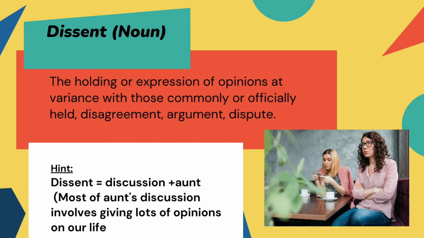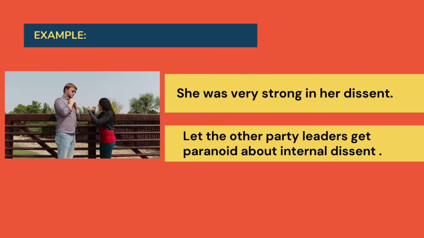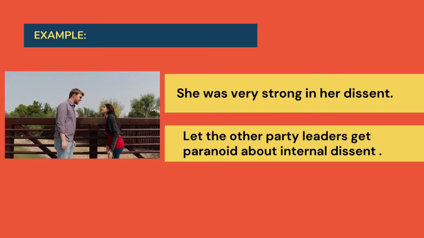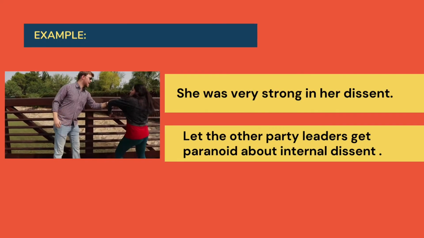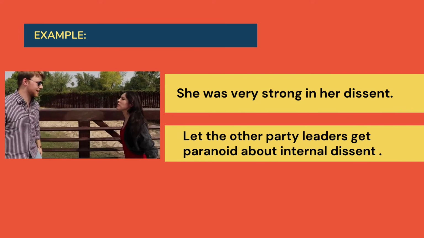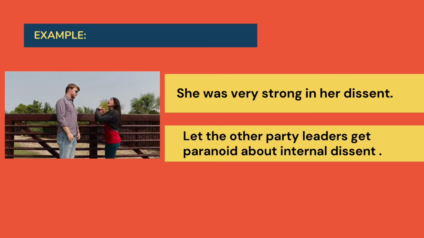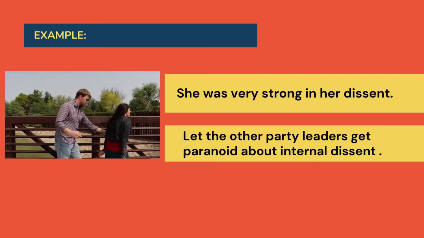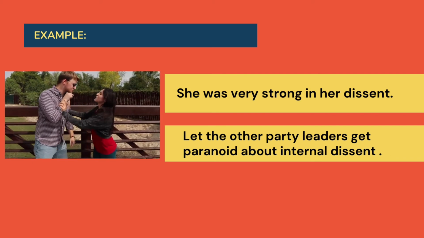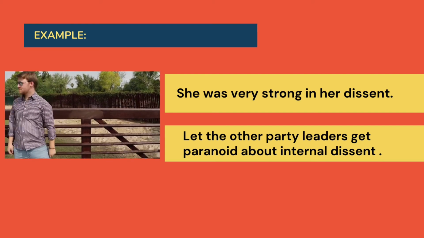The examples are: she was very strong in her dissent. This means that she was very strong on her difference of opinion. Let the other party leaders get paranoid about the internal dissents or disappointments.